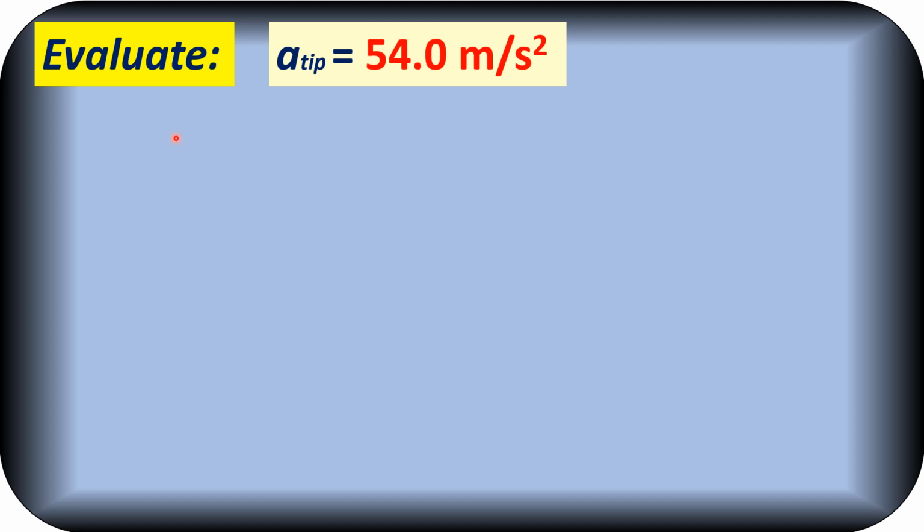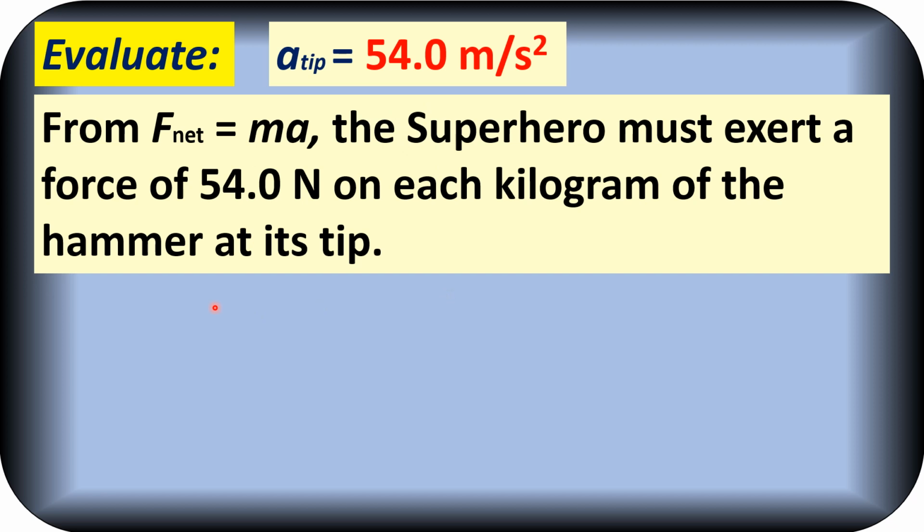So for evaluation, with this acceleration of the tip of the hammer equal to 54.0 meters per second squared, we say that based on Newton's second law, or F net equals ma, the superhero Harley Quinn must exert a force of 54.0 newtons on each kilogram of the hammer at its tip.